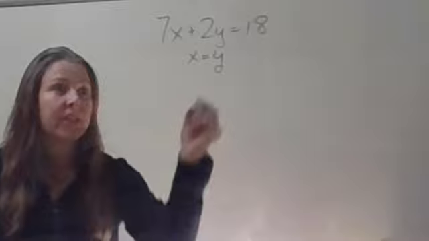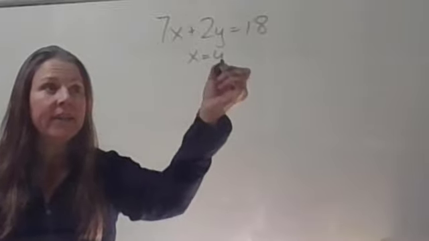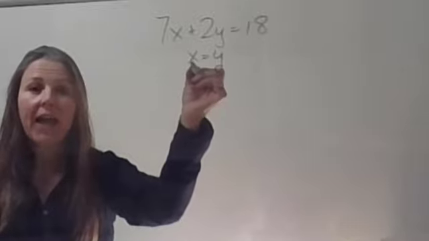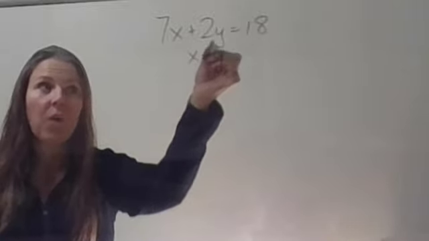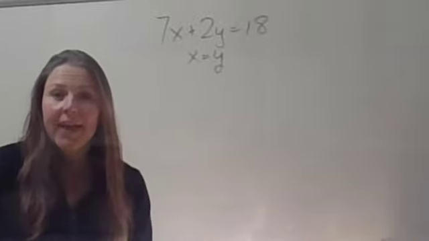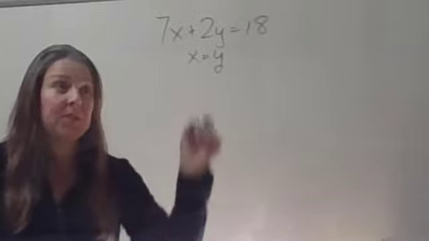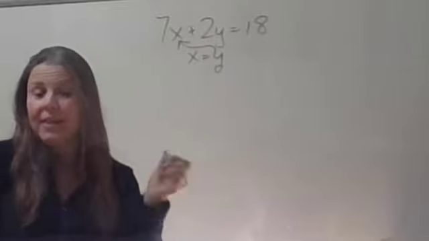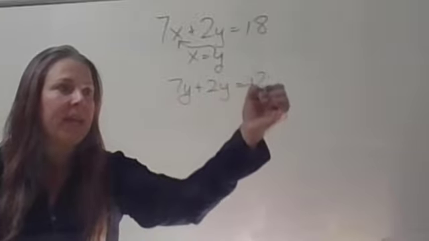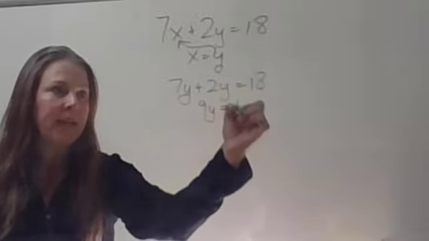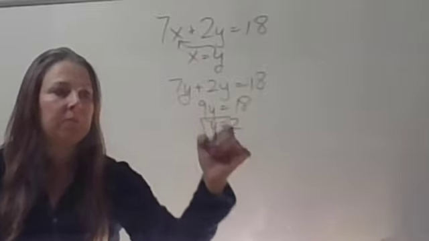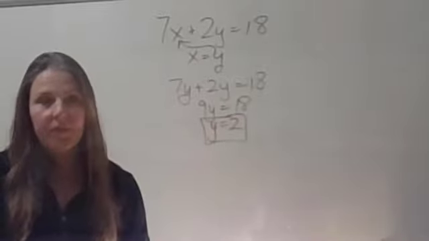So you can actually substitute y in for x because y equals x, or you could substitute x in for y because y equals x. So pick which way you want to do it, and I'm going to substitute y in for x first. Doesn't matter. So 7y plus 2y is equal to 18. So 9y is equal to 18. So y is equal to 2 because you would divide by 9.